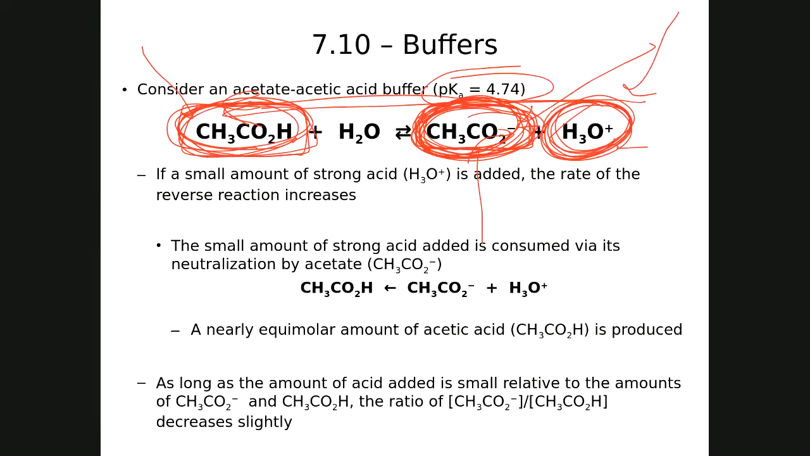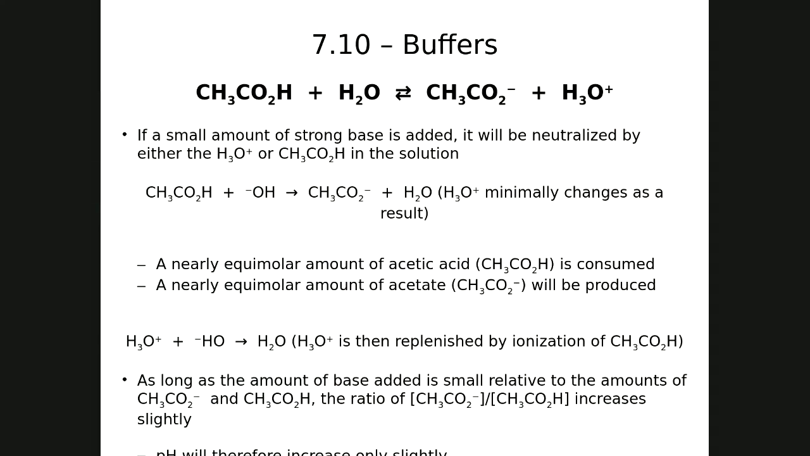So the pH will go down a little bit, but as long as there's enough acetate to intercept any added acid, the ratio of acetate to acetic acid remains reasonably close to what it originally was, and therefore that only causes a small and very minor change in the pH. The converse of that happens if you're adding hydroxide to the solution.